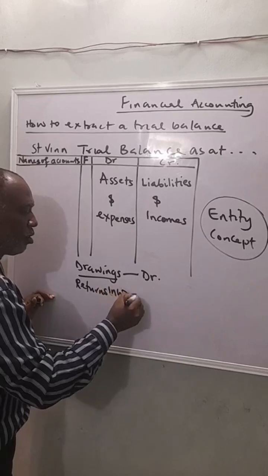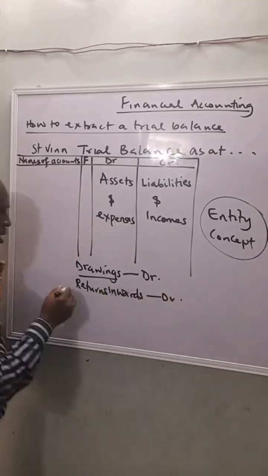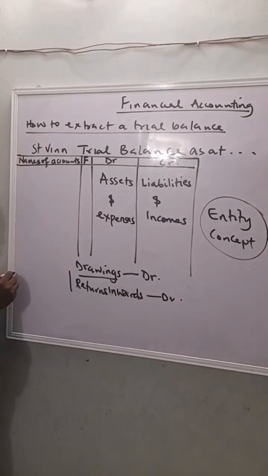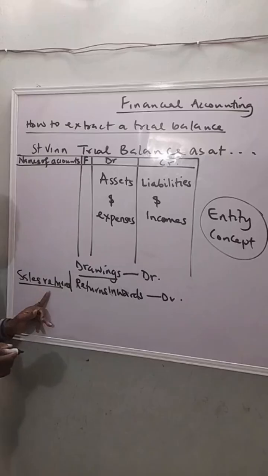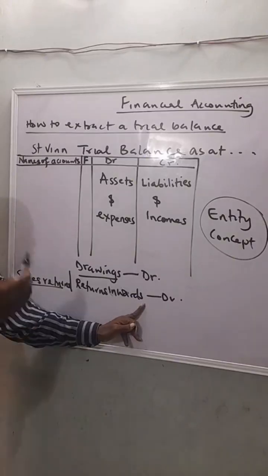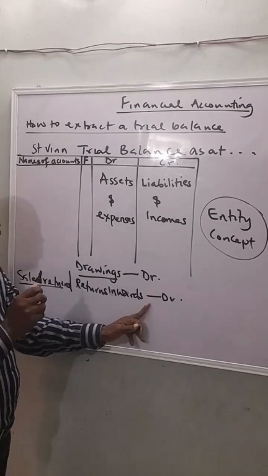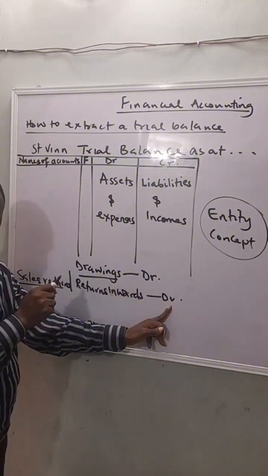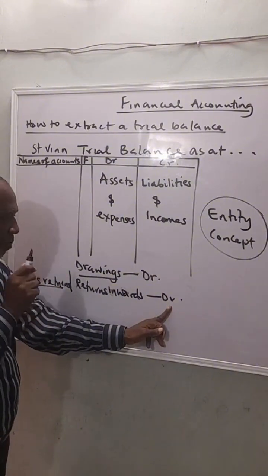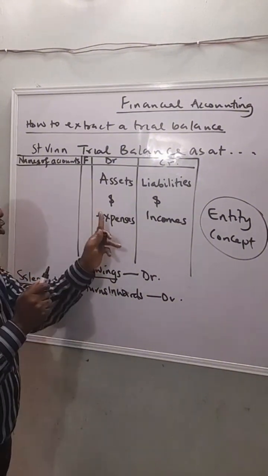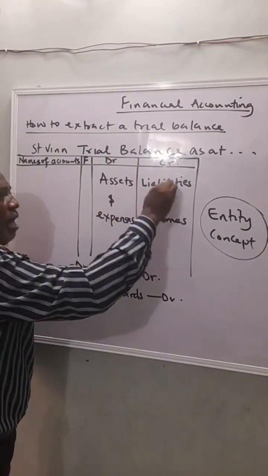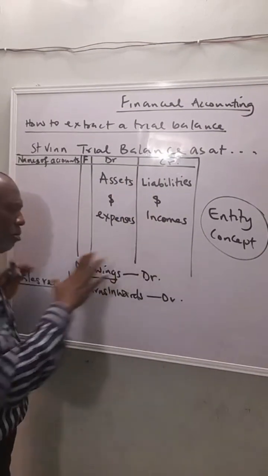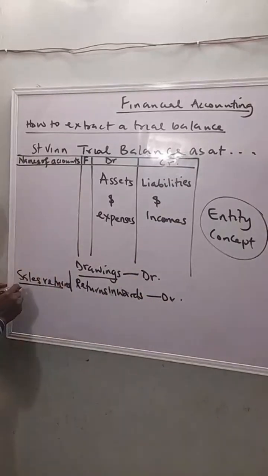Returns inwards. Returns inwards is always debited. Another name for returns inwards is the same thing as sales returns. So when you see them written in examination, sales returns or returns inwards, the double entry allows returns inwards to be debited to the trial balance. So anytime you see returns inwards, it will be on the debit side of the trial balance, because this returns inwards is not an asset, it's not a liability, it's not expenses, it's not income, but the double entry allows us to put it in that place.